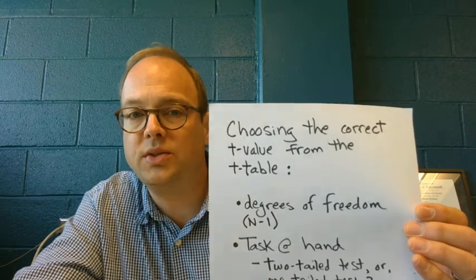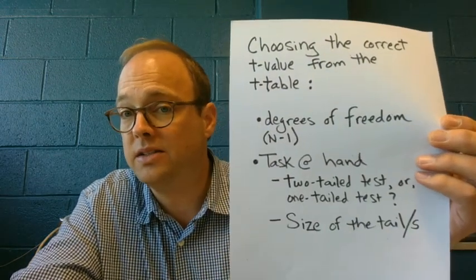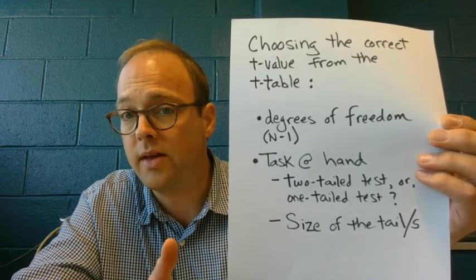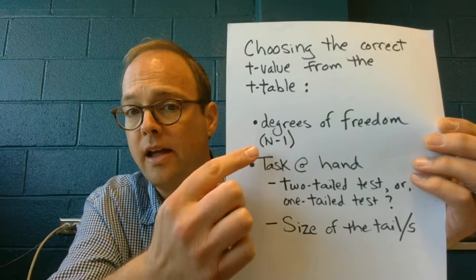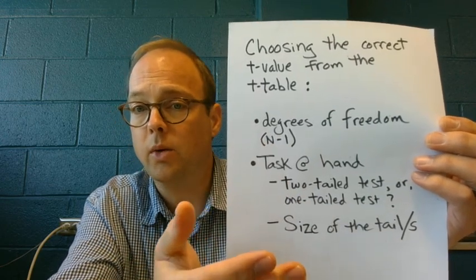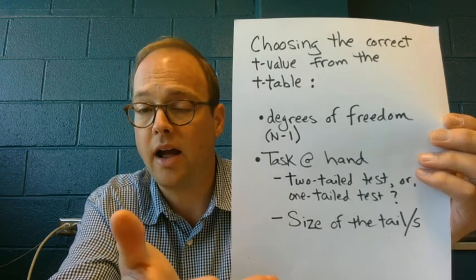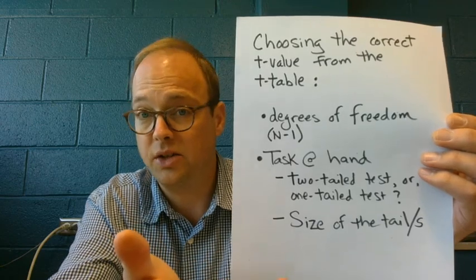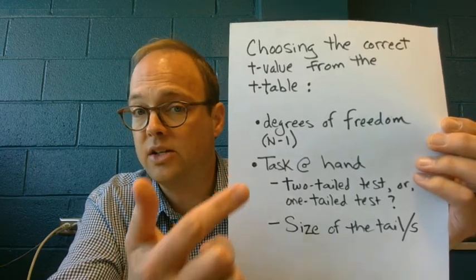When it comes to choosing the correct t-value from the t-table, you need to know two pieces of information. One of them, hopefully, you're already familiar with, the degrees of freedom. And we calculate the degrees of freedom the same way we were before with confidence intervals, n-1. So however many cases you have, that's your sample size, that's n. If you subtract 1 from that, you have your degrees of freedom. I'll come back to that sheet in a second.